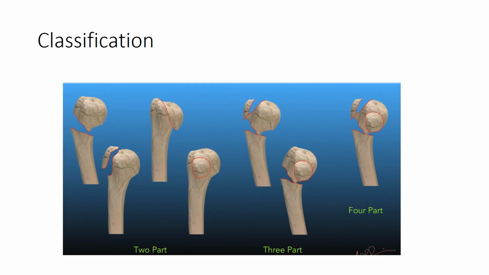These are the classification based on the four parts, that is the head, then GT, LT and shaft. The classification is 1 part, 2 part, 3 part and 4 part, depending on the fracture fragments. If a fracture is displaced more than 1 centimeter or more than 45-degree angulation, then it is considered a part. This is 1 part, this is 2 part, this is 3 part, and this is 4 part. So the GT is separate, LT is separate, head is separate and shaft is separate.